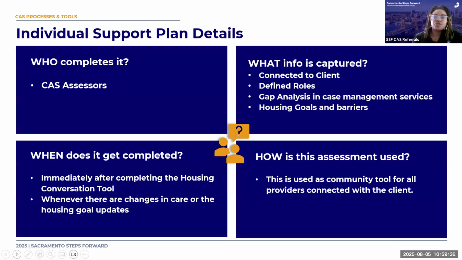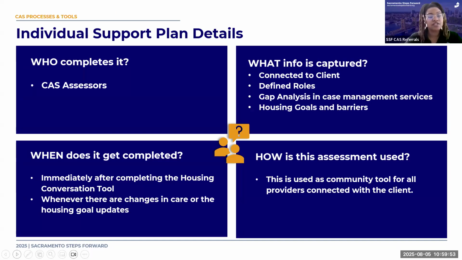So the individual who completes it, only CAS assessors. What info is captured? Connected to clients, defined roles, gap analysis and case management services, housing goals and barriers. When does it get completed? Immediately after completing the housing conversation tool.